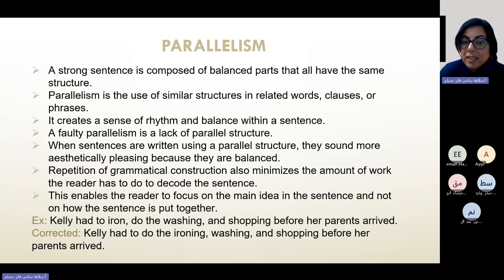When sentences are written using a parallel structure, they sound more aesthetically pleasing. Okay, beautiful, nice, when someone hears or reads it, because they are balanced. Repetition of grammatical construction also minimizes the amount of work the reader has to do to decode the sentence. When you read an incorrect sentence, you waste time staring at it. So what is wrong in this sentence? Okay? This enables the reader to focus on the main idea in the sentence and not on how the sentence is put together.